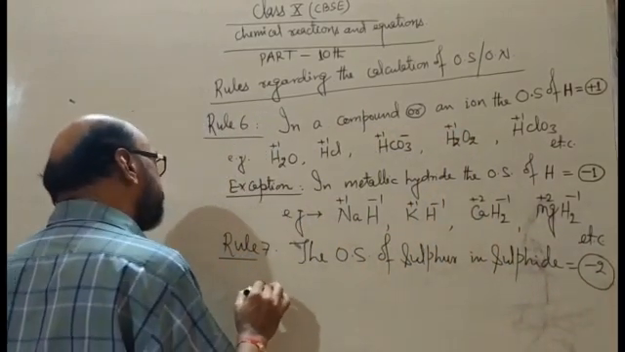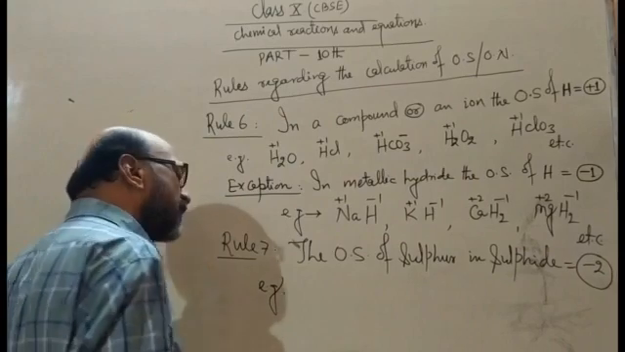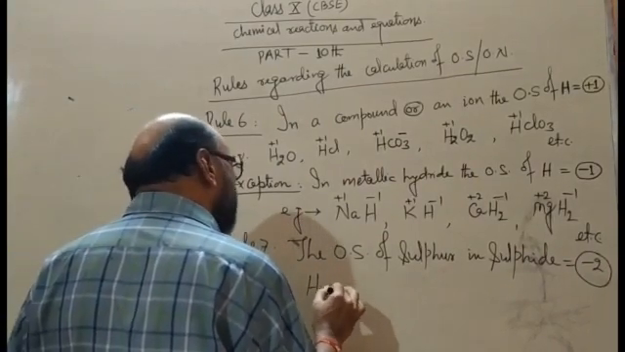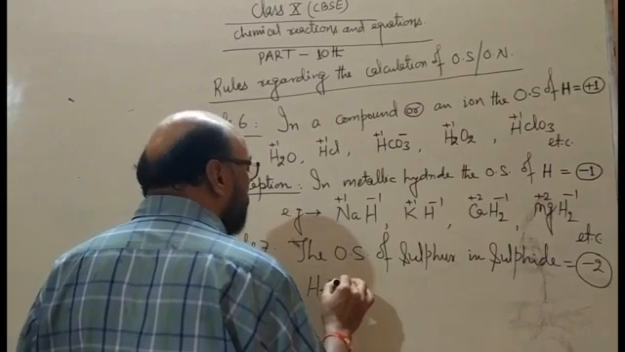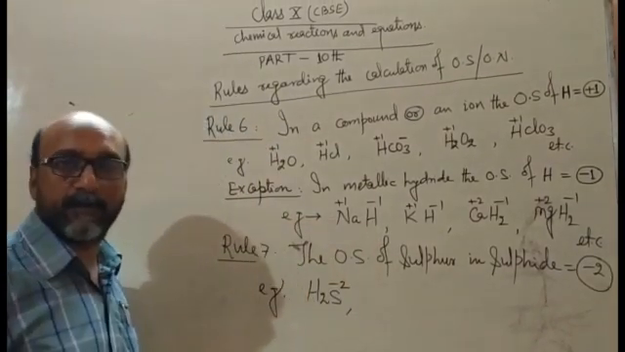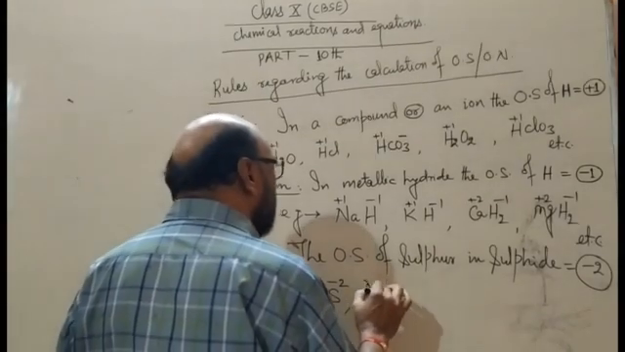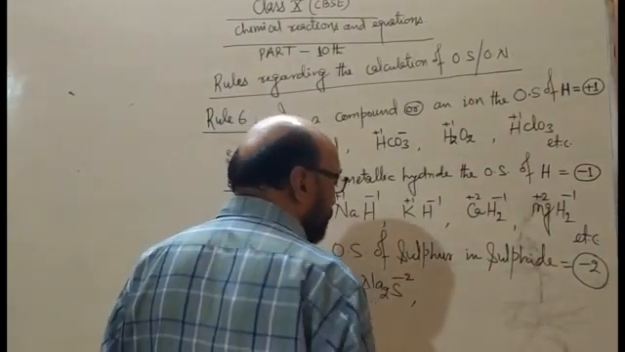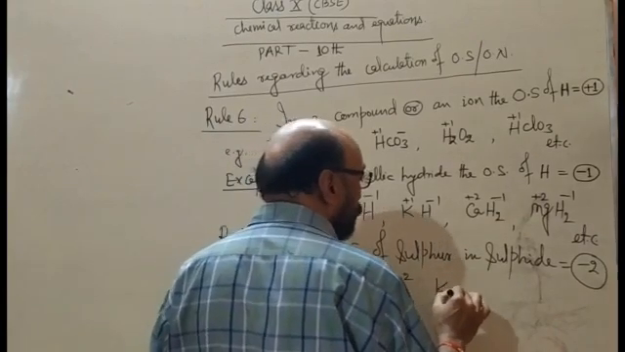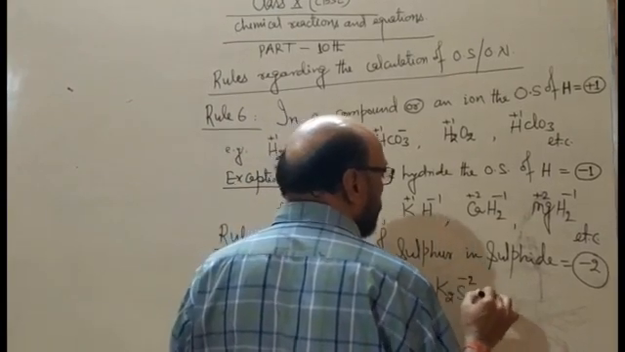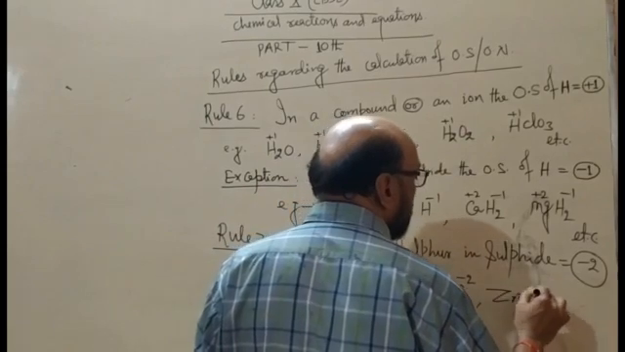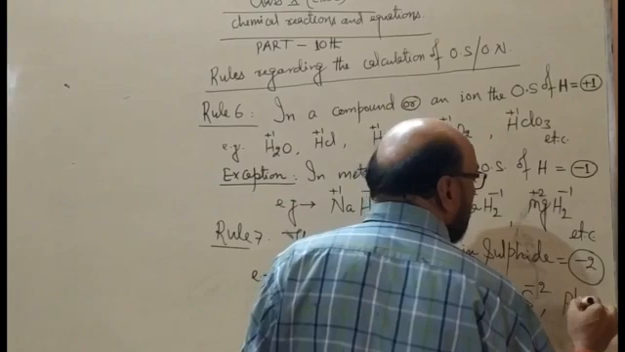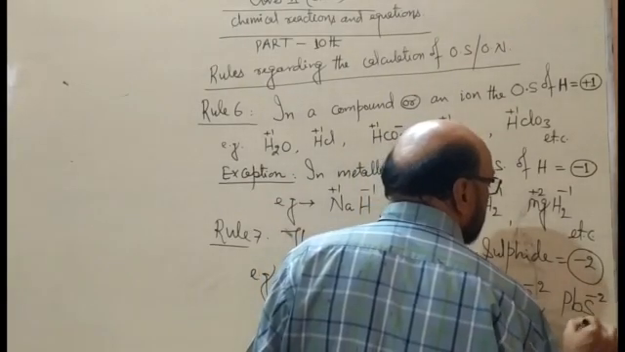Example: H2S, hydrogen sulfide; Na2S, sodium sulfide; K2S, potassium sulfide; ZnS, zinc sulfide; PbS, lead sulfide, etc.